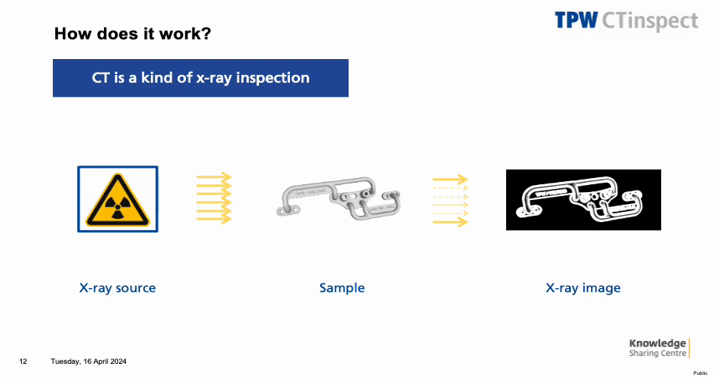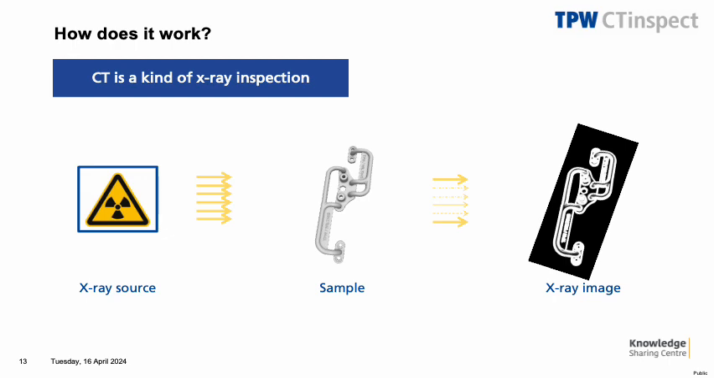If one then captures the X-rays after they passed through the sample on a screen, and the screen can be an X-ray sensitive film or a digital detector, one will see the X-ray image of the part. The contrast in this image depends on how much radiation was absorbed as the X-rays passed through the sample. This is therefore also called the absorption contrast.